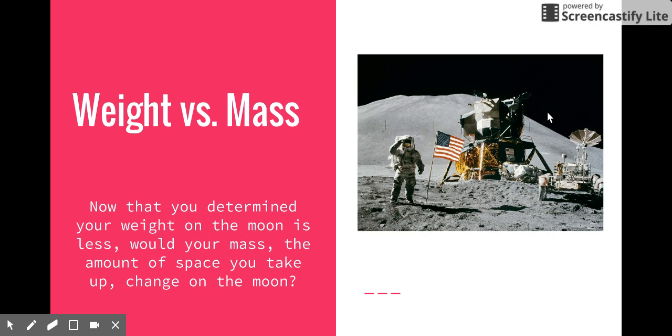So again, using that link, you should have determined your weight on the moon, and you should have found that it is less. So would your mass, the amount of space you take up, change on the moon? And again, as we discussed, the answer is no, right? You don't take up any more or less space on the moon.